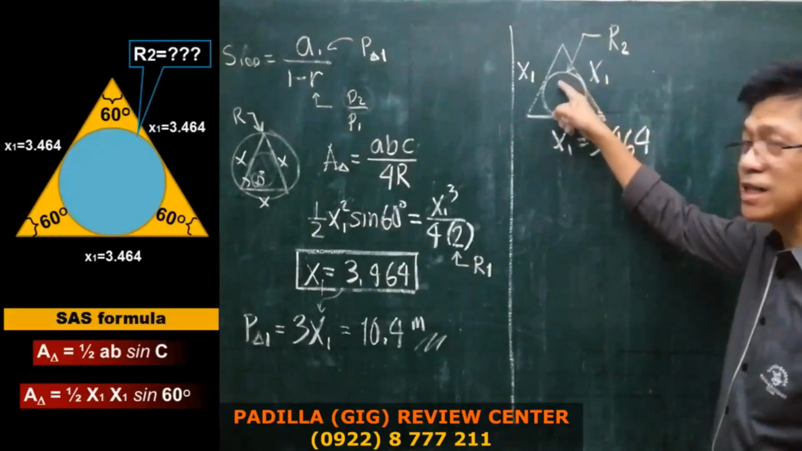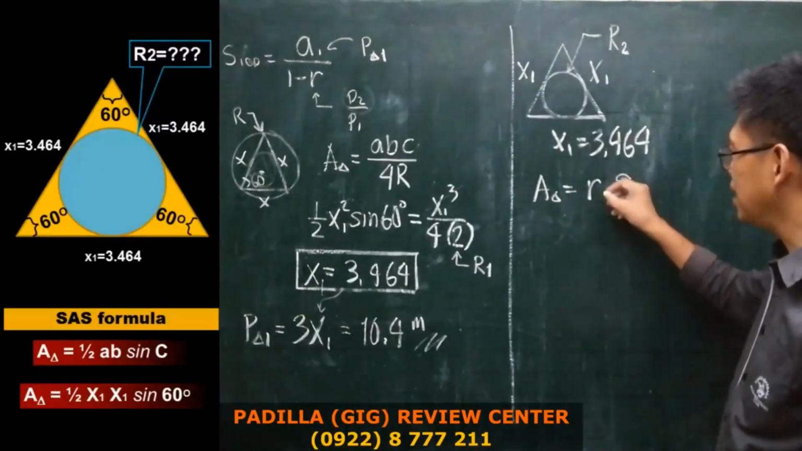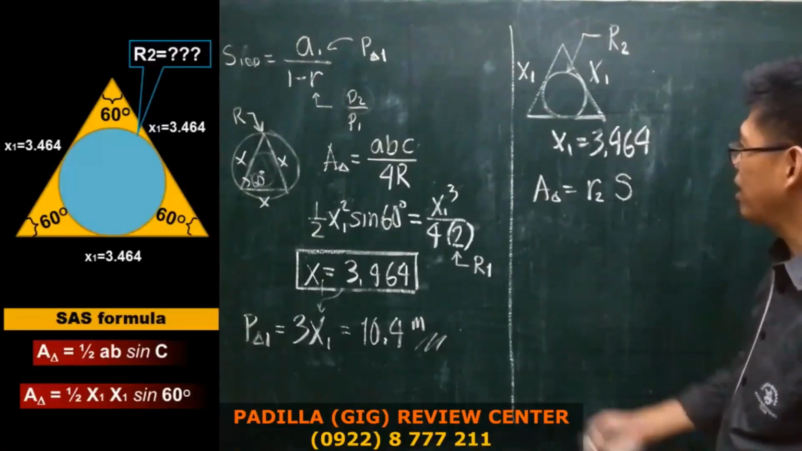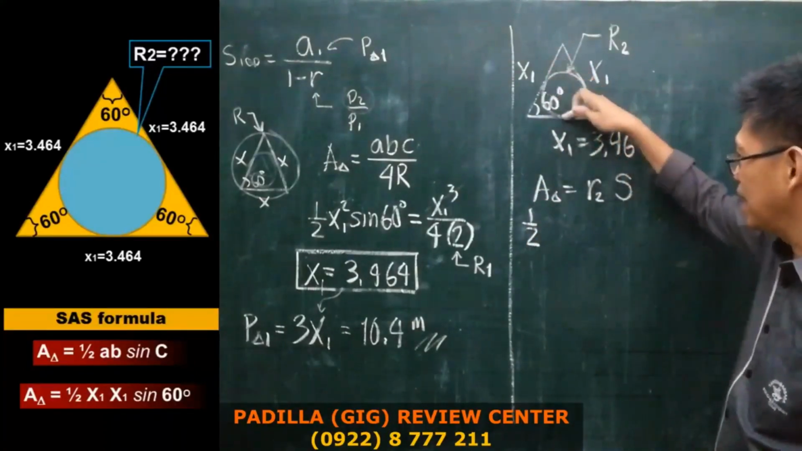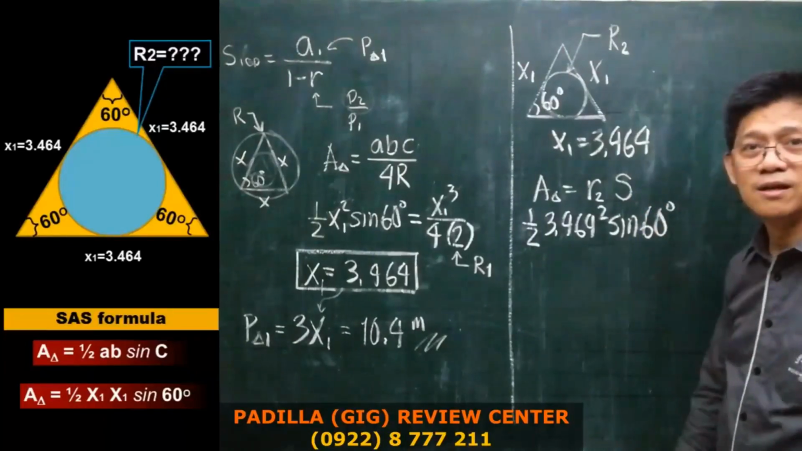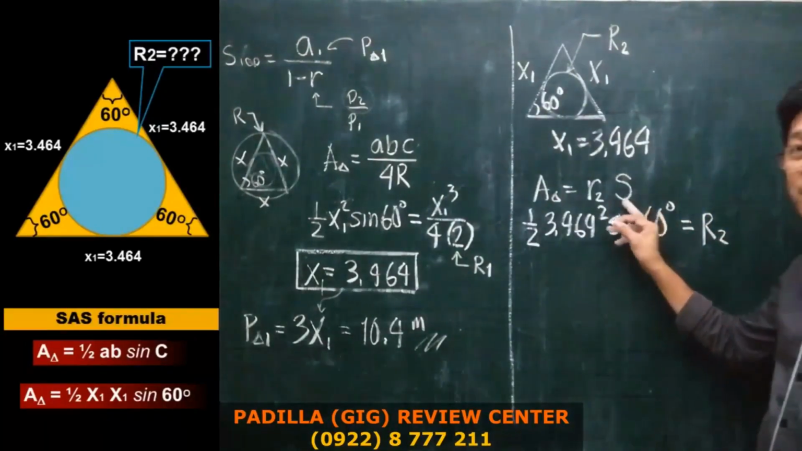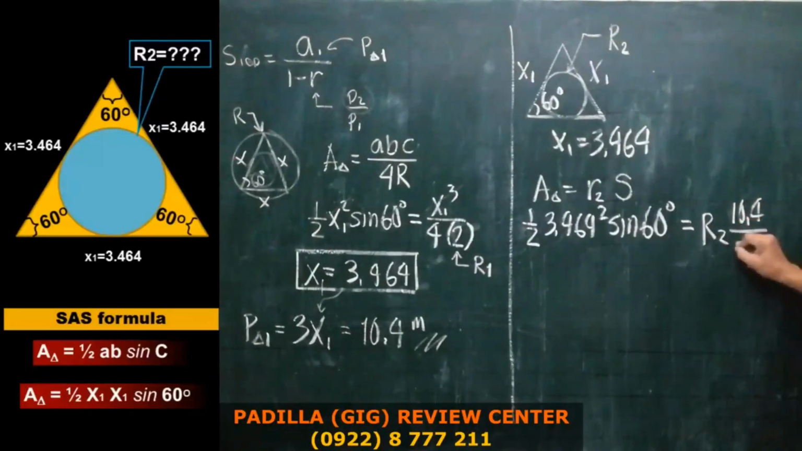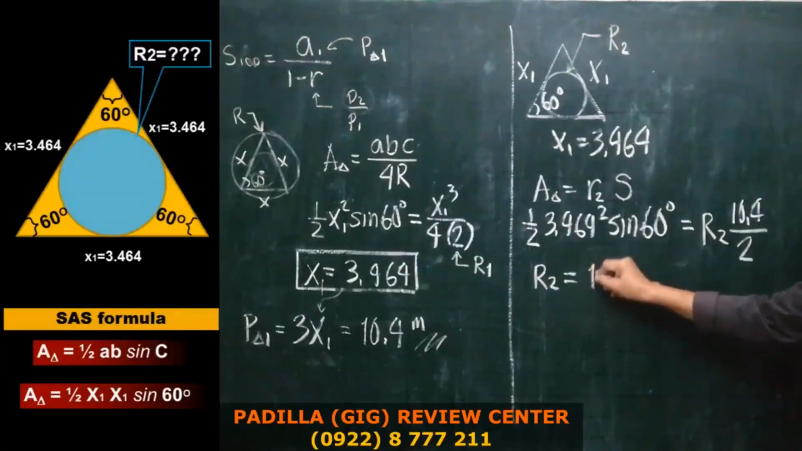Now, for this problem, the circle is inside the triangle, so the governing formula is A = rs, right? Our radius here is R2. S is the semi-perimeter, 1/2 of the perimeter. The area of the triangle, again using the SAS formula, with a 60 degree angle, is 1/2 of 3.464 squared times sine of 60 degrees, equal to R2, unknown, times S, the semi-perimeter, perimeter over 2. But we know the perimeter is 10.4, right? So this is 10.4 over 2. So solving for R2 from this equation, R2 is 1 meter.